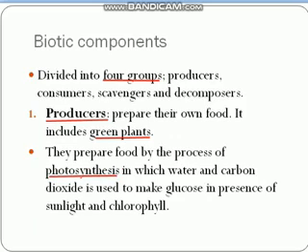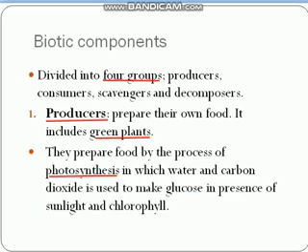Photosynthesis is the process by which these green plants are able to prepare their own food. Water and carbon dioxide are needed, and in presence of chlorophyll and sunlight, they prepare their own food in the form of glucose. So simply we can say producers are those living organisms which can prepare their own food by the process of photosynthesis, and it includes all the green plants.